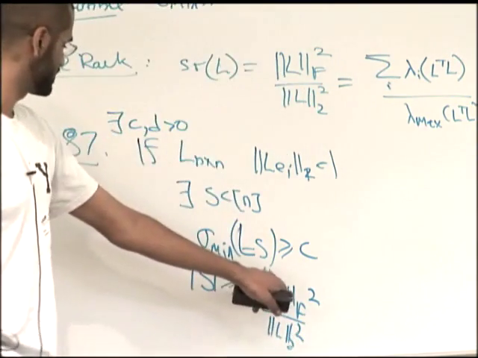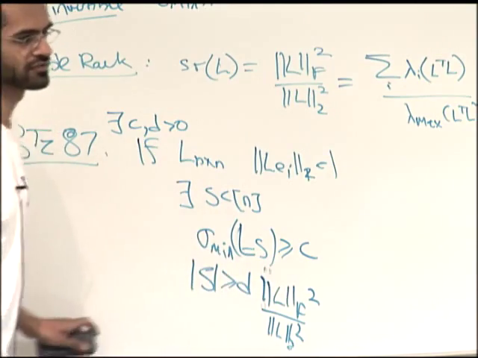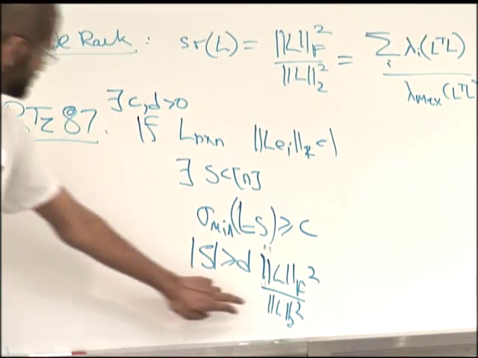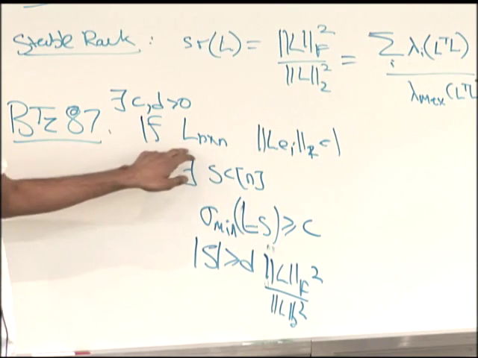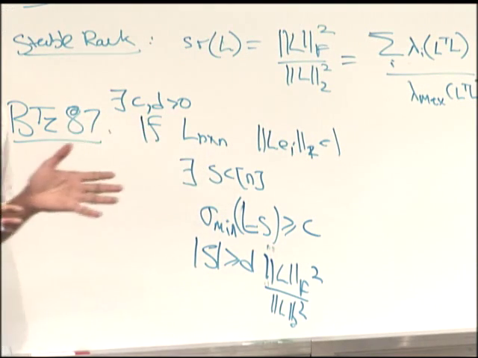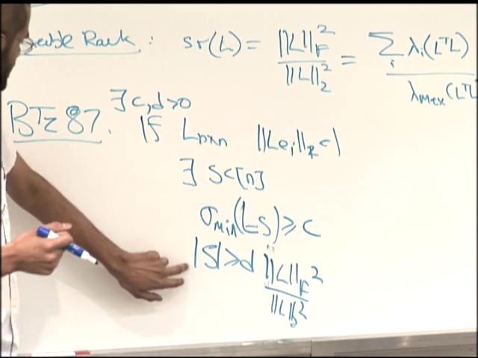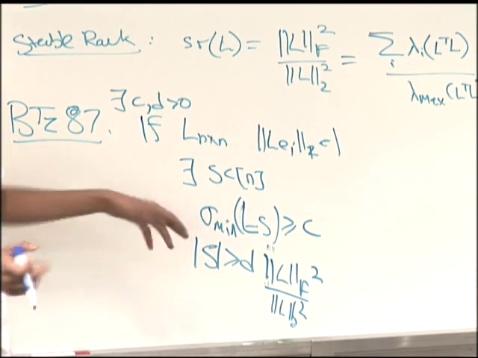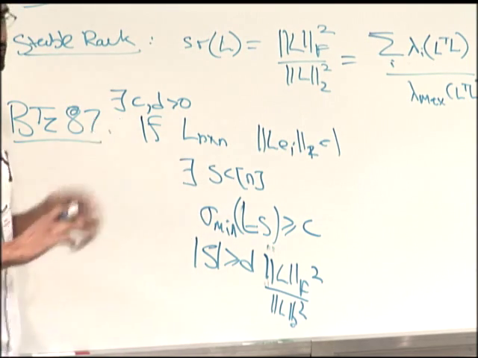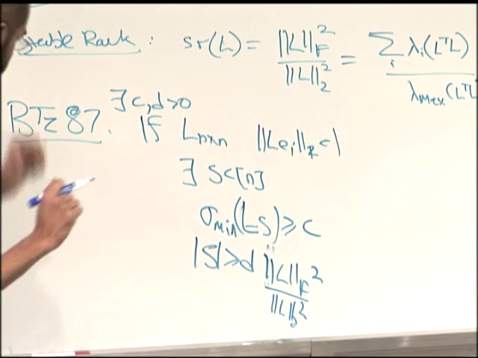Here the Frobenius norm is just going to be n because they're unit vectors. So what this is saying is that if the operator norm of this matrix is small, so the columns don't all really point in one direction, then there must exist a subset which is well invertible, so it's sort of isomorphic to an orthogonal basis.